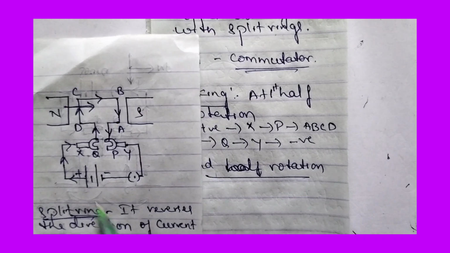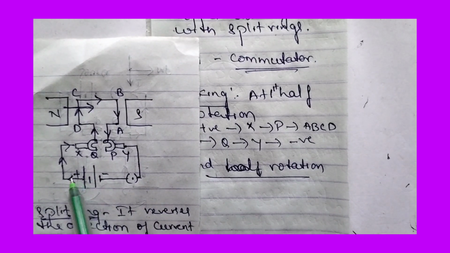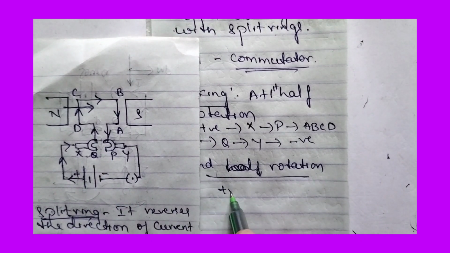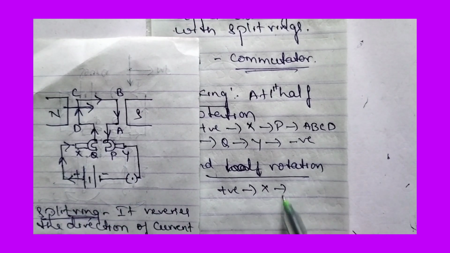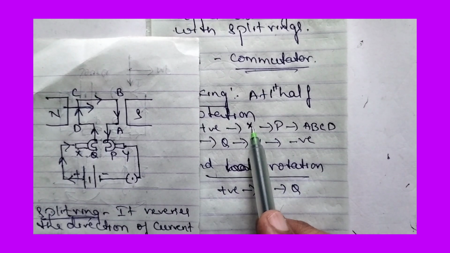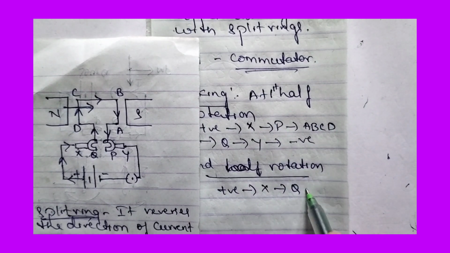During the second half of rotation, the current flows from the positive terminal to... look here, the carbon brushes and split rings have changed their position. Now there will be a change in the position of the split ring from positive terminal to carbon brush X, from carbon brush X to split ring Q. Look here, carbon brush X is connected to P, and here it is connected to Q.